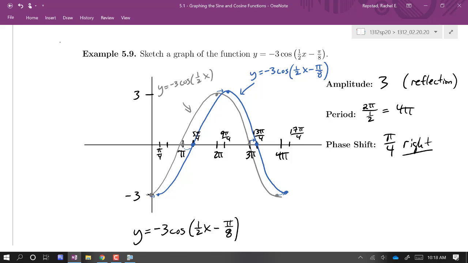Okay. All right. So that's as far as I wanted to get today. We'll pick up after break and graph the other trig functions. Enjoy. You don't have a test to worry about over the break. That's nice.